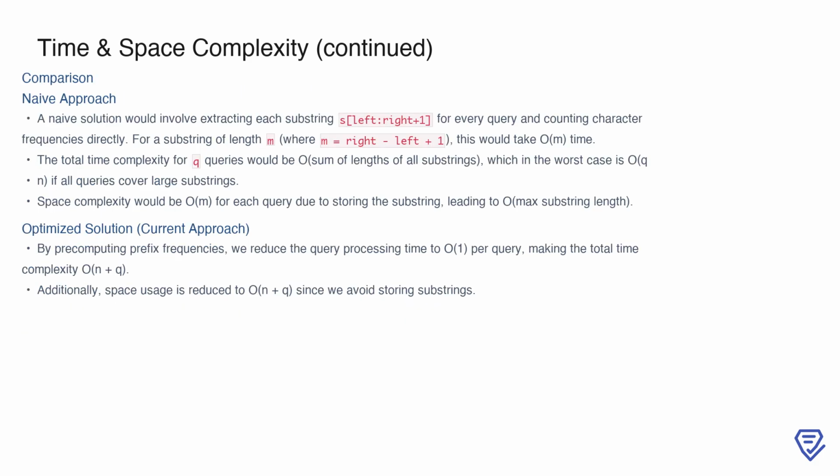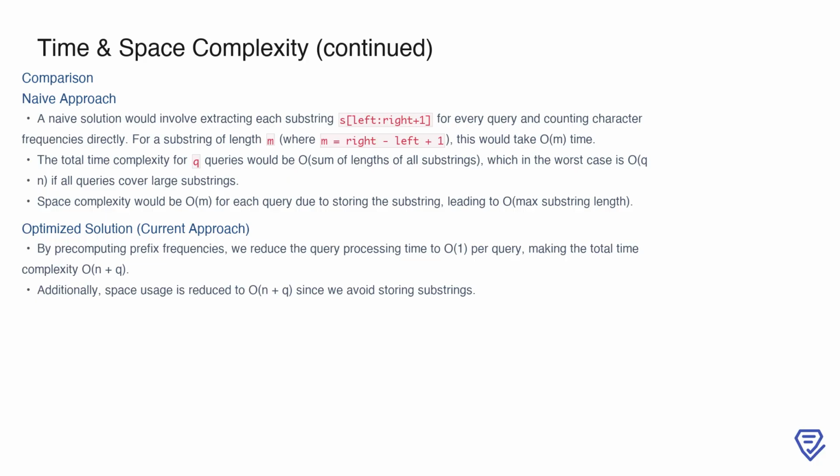To better understand the efficiency of our optimized solution, it's helpful to compare it with a naive approach. In the naive method, we would extract each substring for every query and count character frequencies directly. For a query involving a substring of length m, this would take O(m) time. If we consider q queries, the total time complexity becomes O(sum of lengths of all substrings). In the worst case, where all queries cover large substrings, this is O(q*n). The space complexity would also be higher since storing each substring requires O(m) space per query, leading to an overall space usage of O(max substring length).